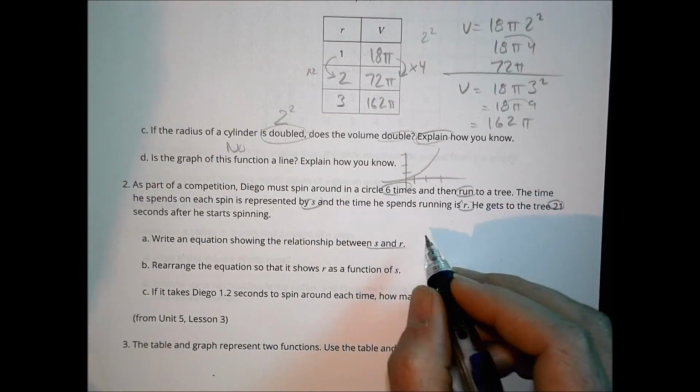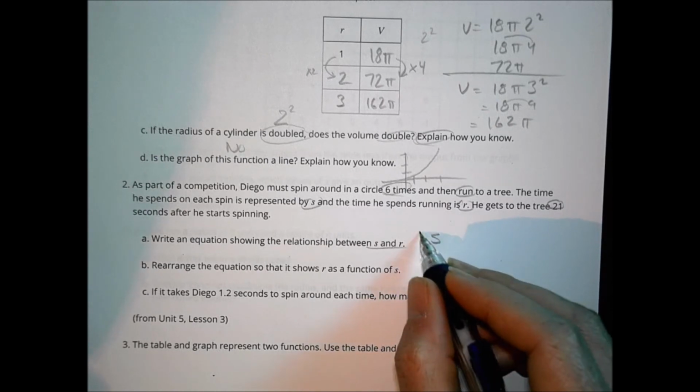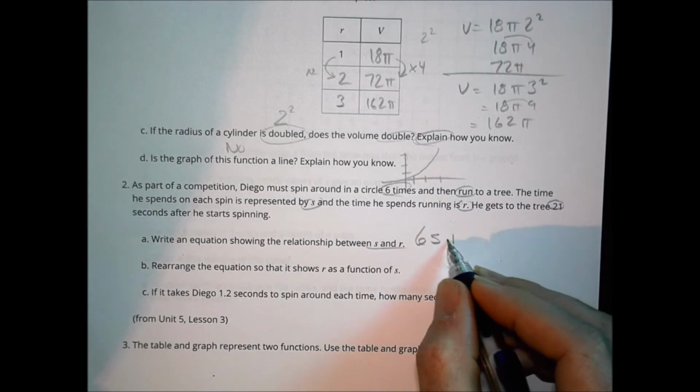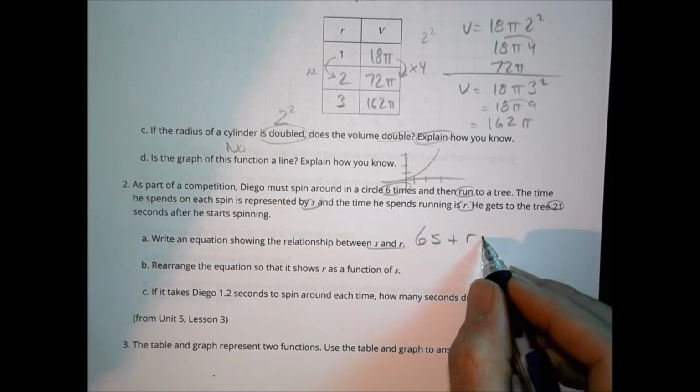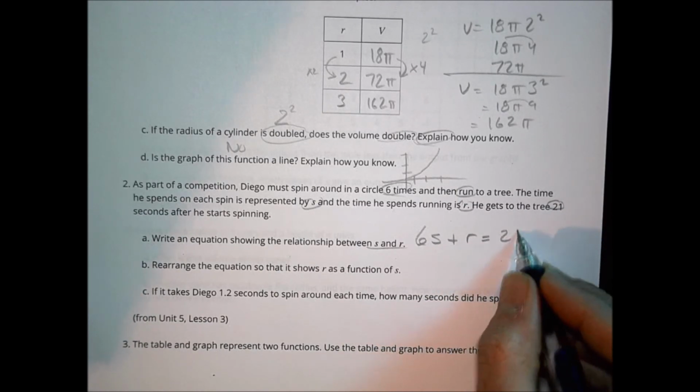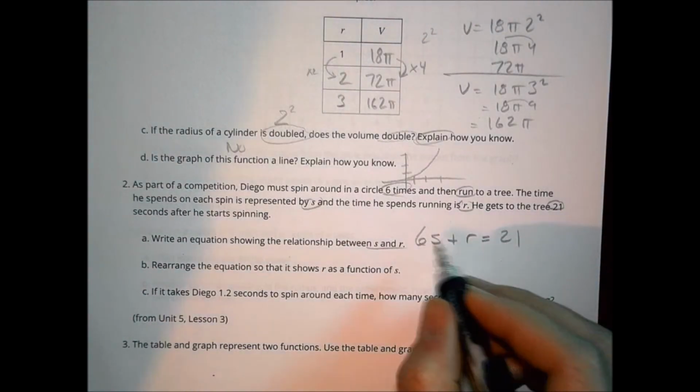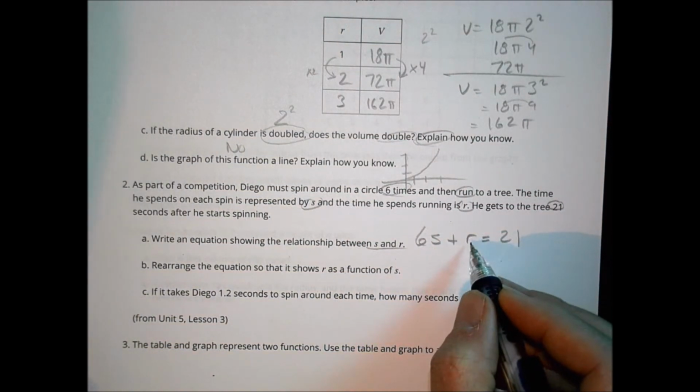All right, so he's going to spin 6 times, and then he's going to run, and it's going to take him a total of 21 seconds. So that's our equation. Spinning 6 times plus the run time equals 21 seconds.